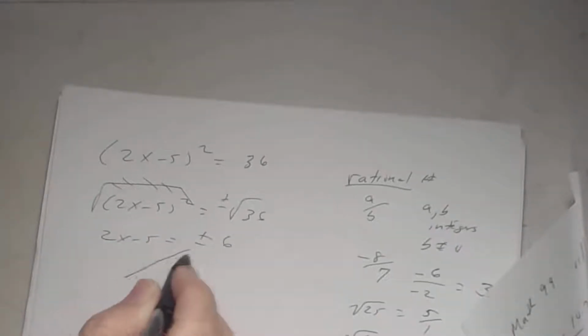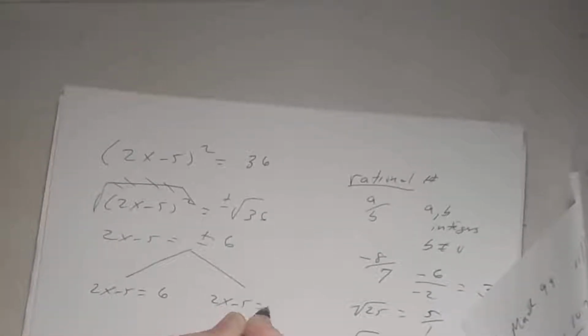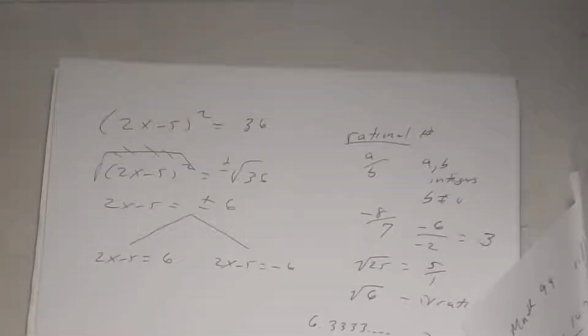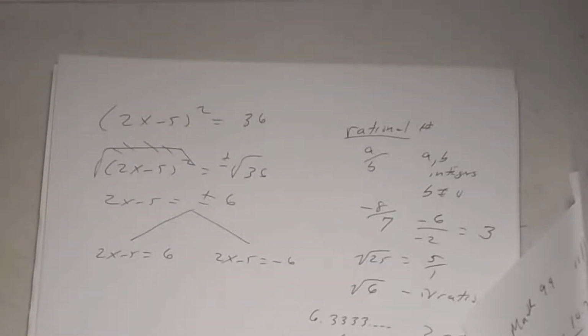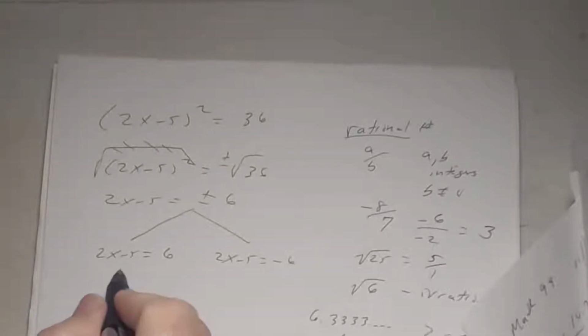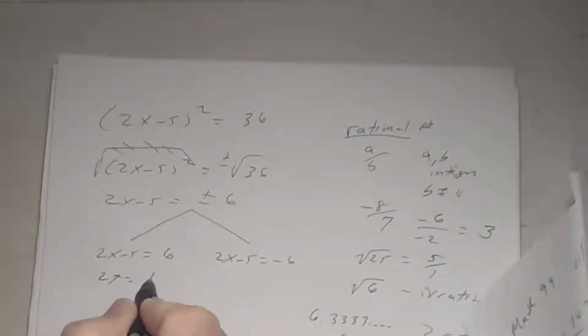So if it's rational, when I take the square root of both sides and I get this right here to be rational, then you want to split it apart. That's how you want to do it. So you're going to say 2x minus 5 equals 6, and then 2x minus 5 equals negative 6. So that means you can write your solutions as rational numbers. So add 5 to both sides, I got 2x equal 11.